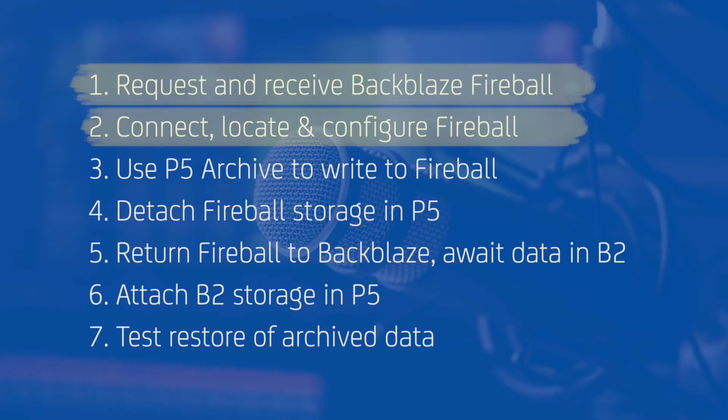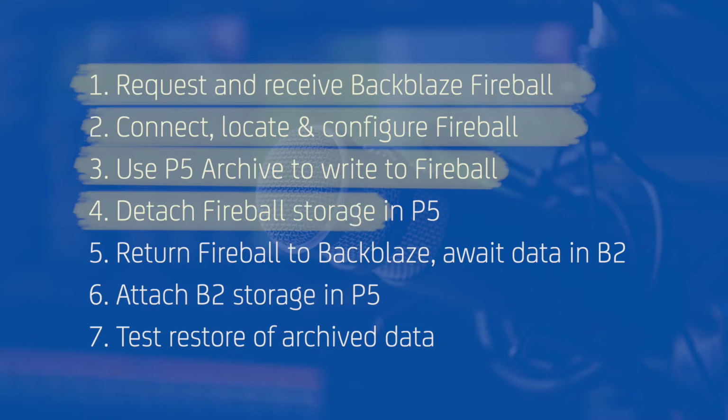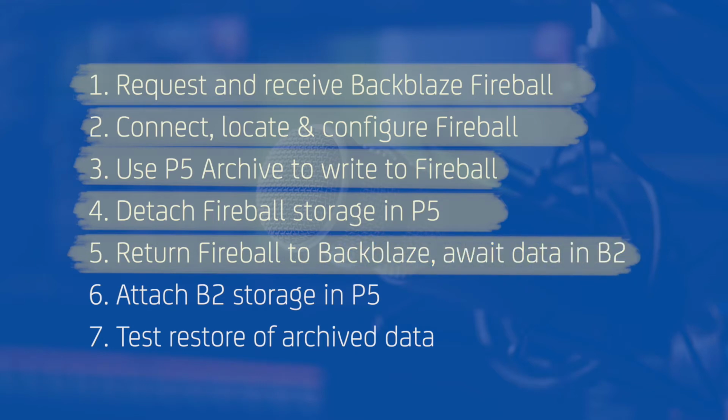Once that's done, we will take the SMB share, take Archiware P5 Archive, and we will create an archive workflow and archive some data onto the Fireball. Then once we've finished doing that, we will detach the Fireball storage in P5, and then we can switch off the Fireball, box it back up, send it to Backblaze, and then wait for them to tell us that the data is available in the B2 bucket.